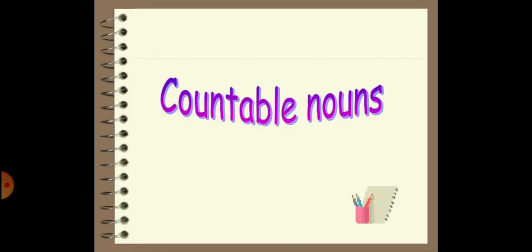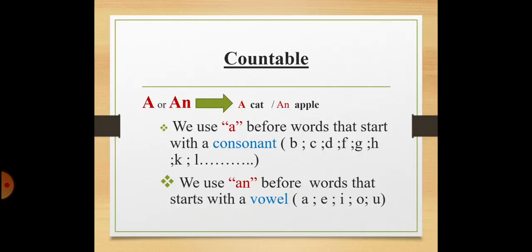So let's look at countable nouns first. The first thing you need to know about a countable noun is that when we have a noun in this category, we need to put a or an in front of it. So for example, I have a cat, I have a laptop. So notice I am putting a in front of all these.